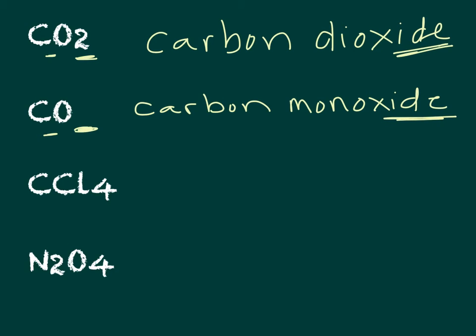Next, for CCl4, our subscript on carbon is 1. We don't use the prefix mono on the first element, so our first part of the name is just simply carbon. Chlorine has a subscript of 4. Our prefix for 4 is tetra. And we're going to change the ending to IDE, so we have carbon tetrachloride.